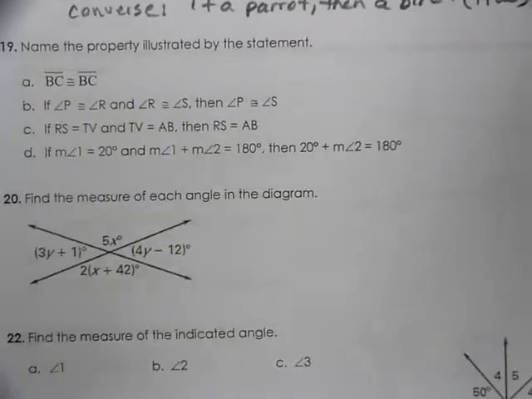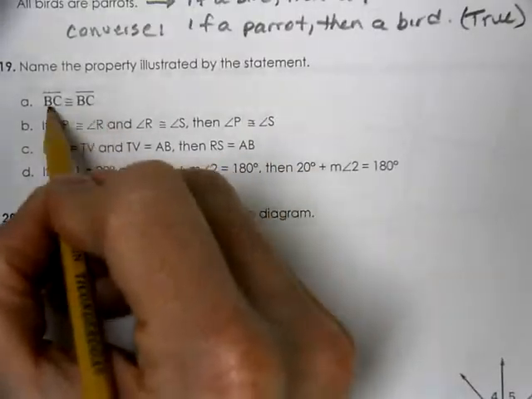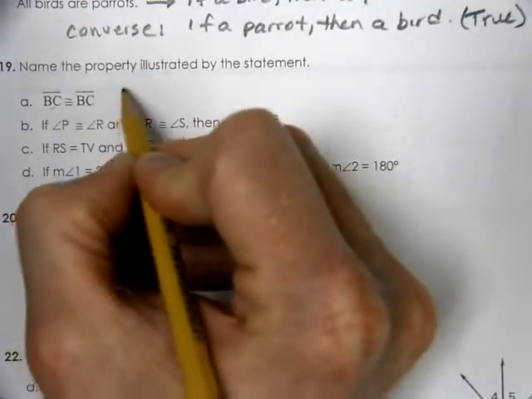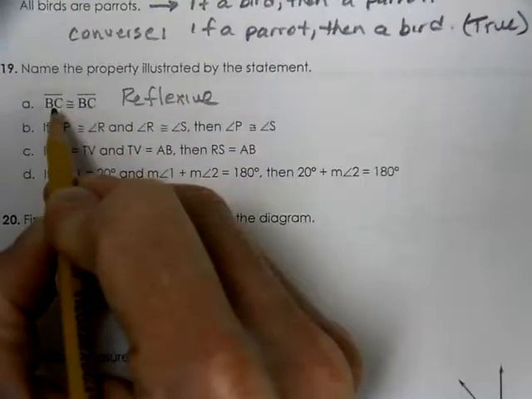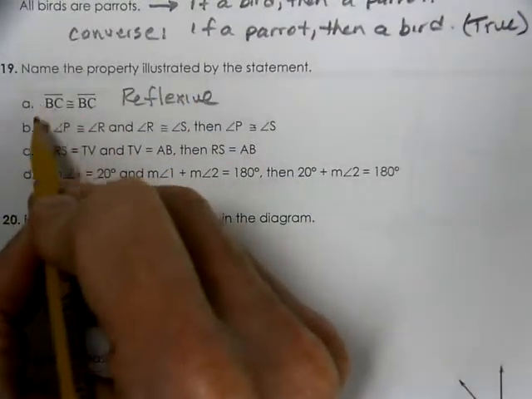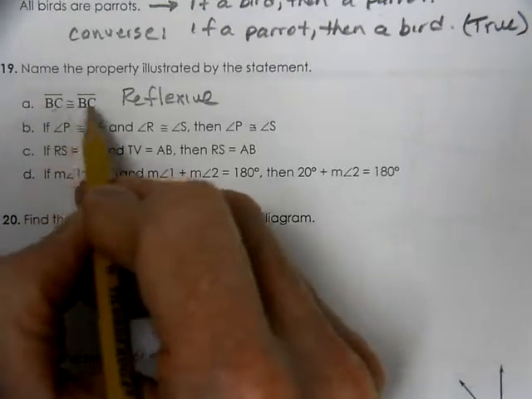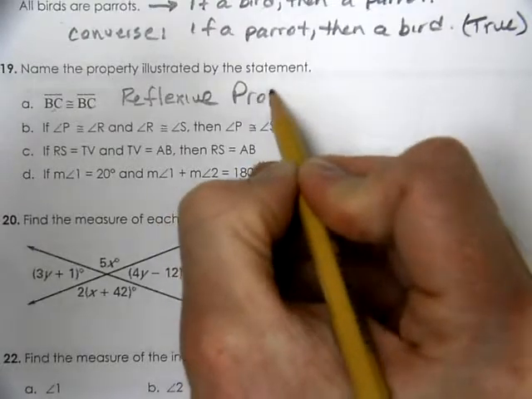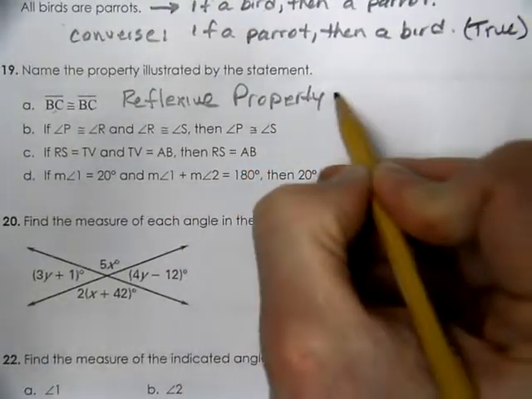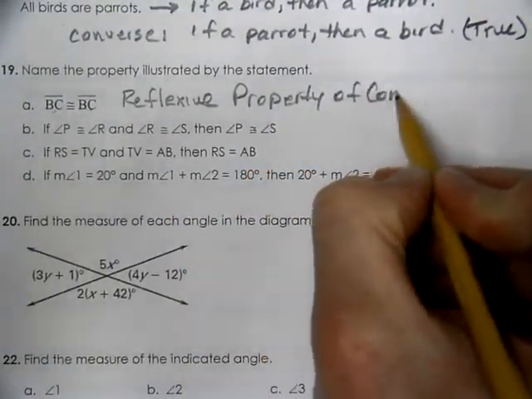Name the property illustrated. Well, here we have two things that are equal to each other. Or congruent, that would be a better term. Segment BC is congruent to segment BC. So that's reflexive property of congruence.